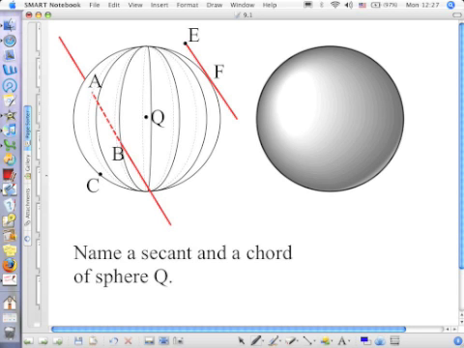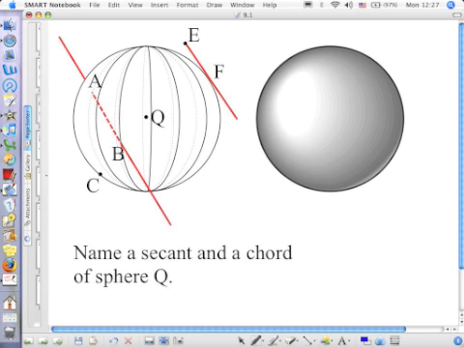Name a secant. It's secant AB, with a line on top of it. Line AB would be a secant. Can you name another secant of that sphere? It's not drawn.